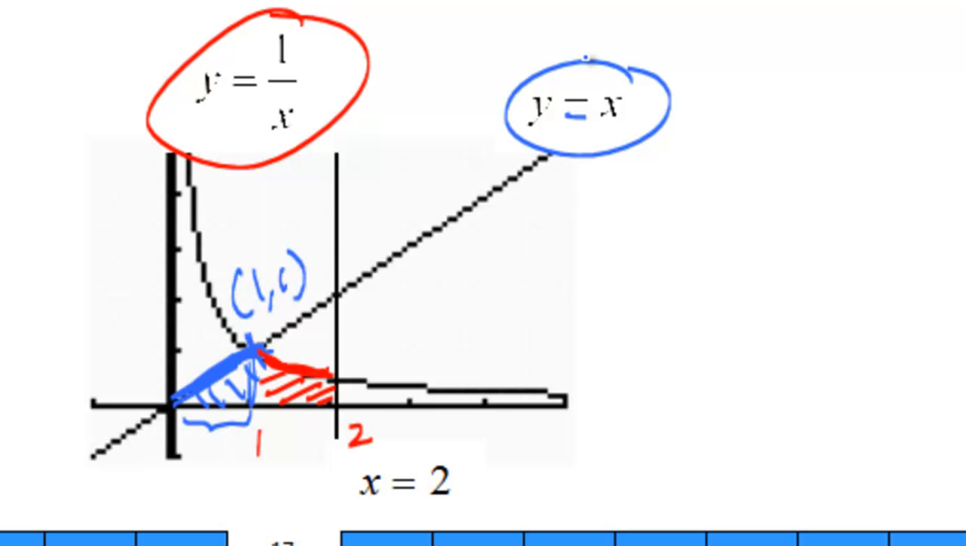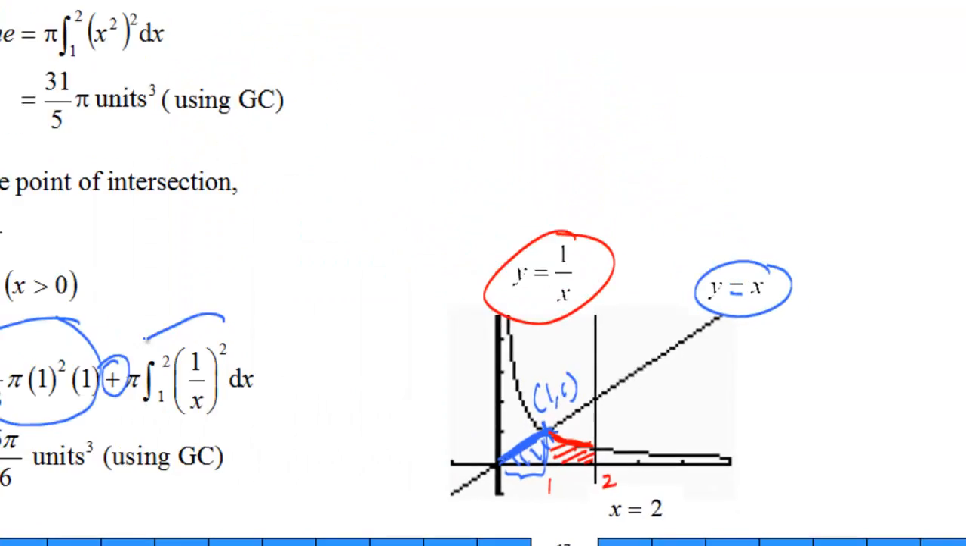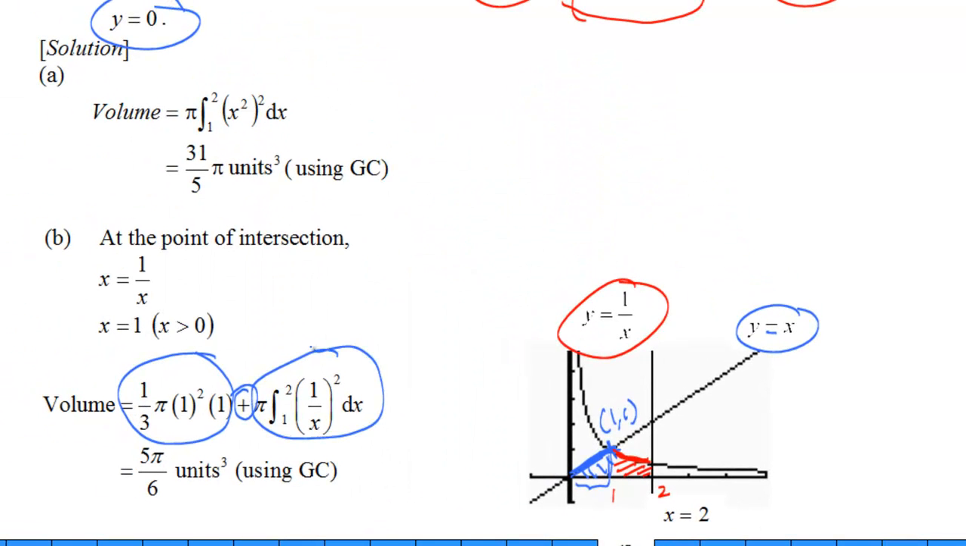Now, the blue and the red region are bounded by different upper curves respectively. So when we are trying to find the volume generated by the whole region, we will need to do an addition of 2 different volumes. I will proceed to explain why we need to add up these 2 volumes and why the volume expressions are as such.